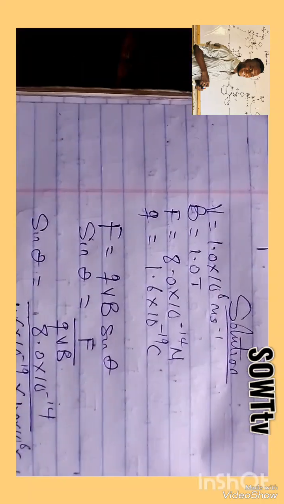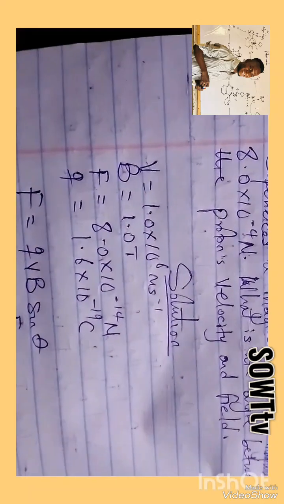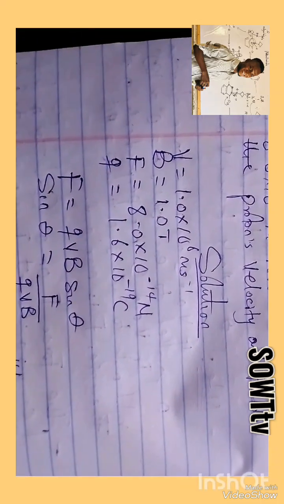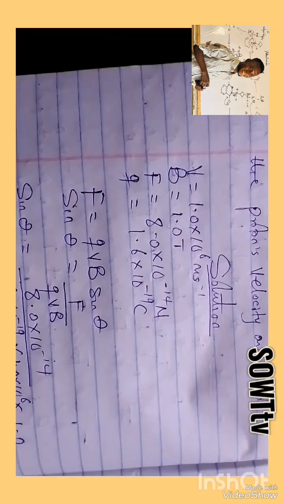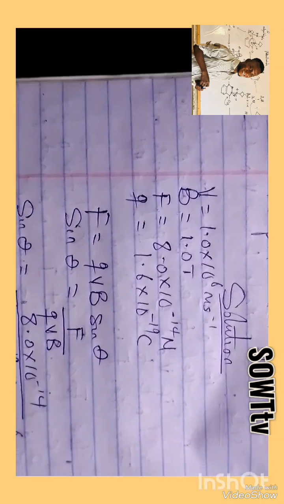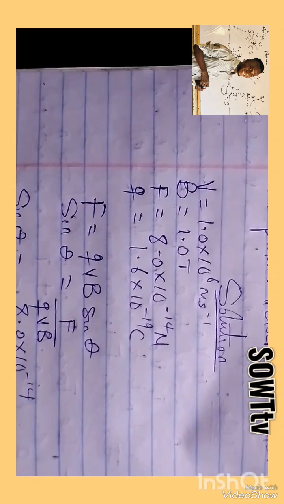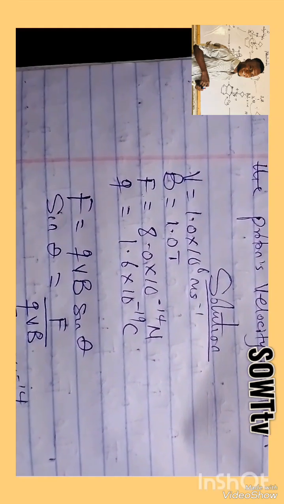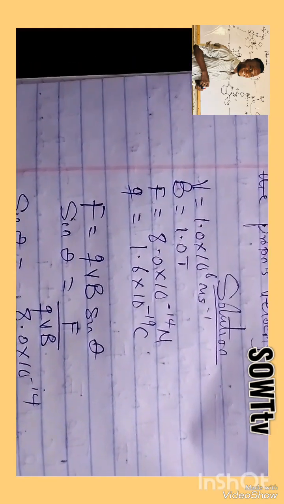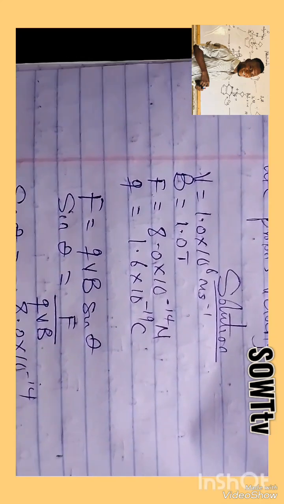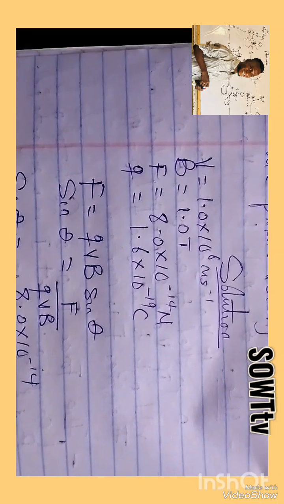Solution. Don't forget, as I always say, that we write out our parameters first. We are given a velocity to be equal to 1.0 times 10 to the power 6 meters per second and magnetic field to be 1.0 Tesla. The magnitude of force exerted on the proton is 8.0 times 10 to the power minus 14. Then our quantity of charge is a constant value for both proton and electron. Proton is positive, electron is negative. 1.6 times 10 to the power minus 19 coulombs.